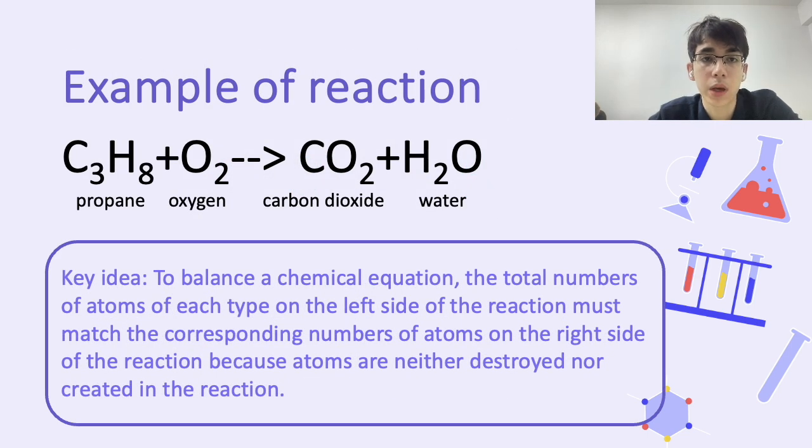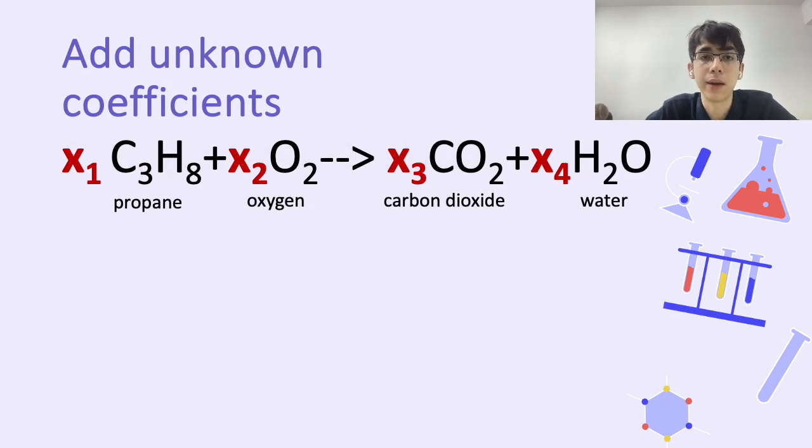There you can see one example of a reaction. When propane bonds with oxygen, it produces carbon dioxide and water. But this chemical equation is not balanced, because the total numbers of atoms of each type on the left side of the reaction must match the corresponding numbers of atoms on the right side, because atoms are neither destroyed nor created in this reaction. We have to balance the chemical equation. For this, we will add unknown coefficients x1, x2, x3, and x4 in front of each component.